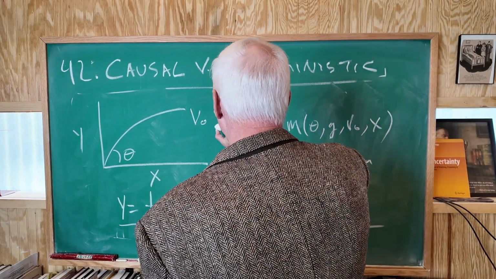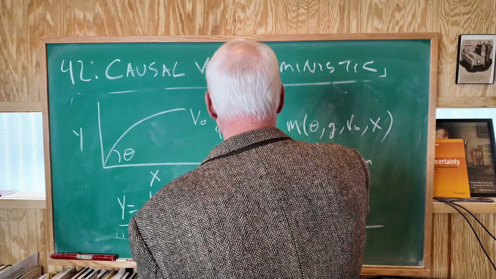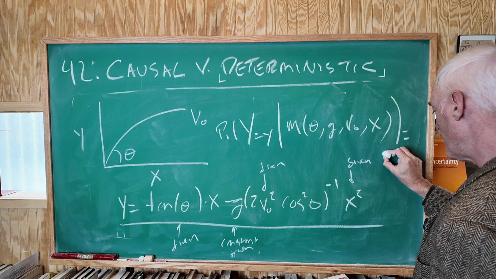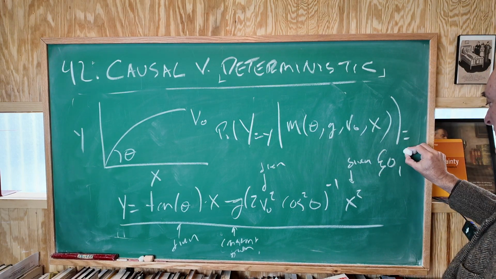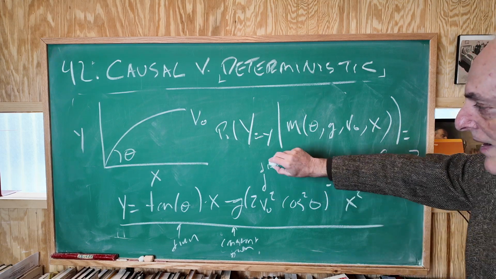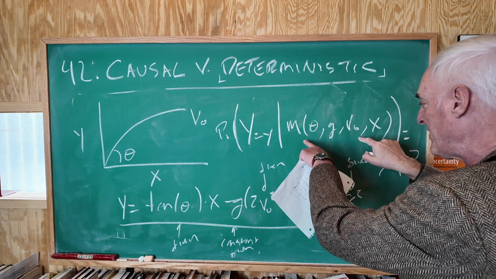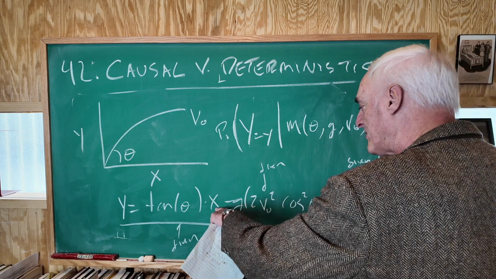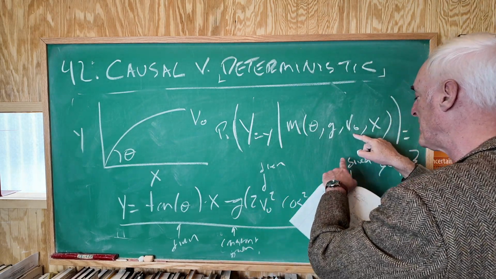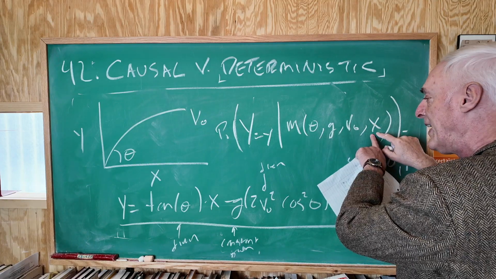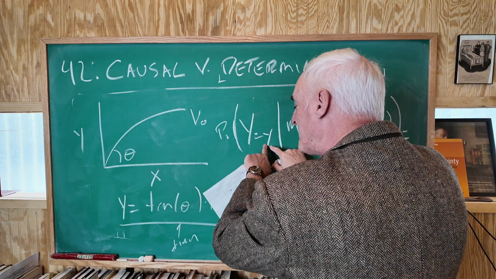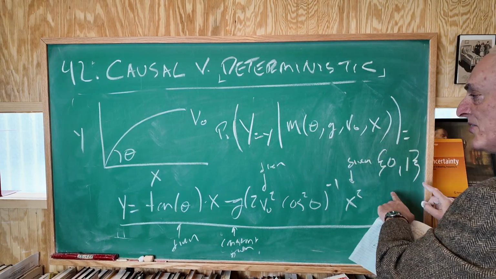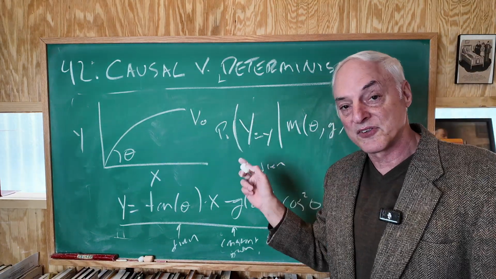The probability that y equals some little y that we're going to have here, given this model, is again going to equal 0 or 1. I hope you can see this. Given this particular model, which is just a simple function of this angle theta, this constant g, this initial velocity v0, and x, the probability of y at any given y is either 0 or 1, depending on whether this y meets this equation or not.